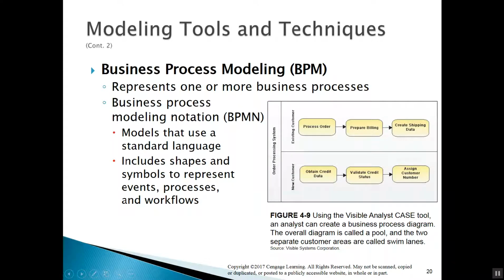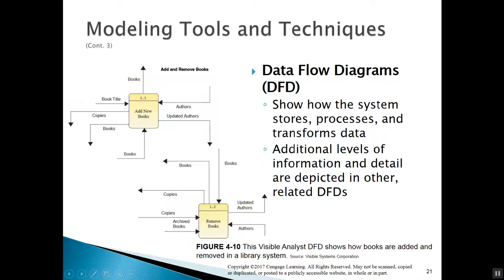Now there's business process modeling, or BPM, represents one or more business processes. Now it could be process order, prepare billing, create shipping data. And these are the processes of what the organization does in its smallest components. Now if we look at it this way, we've got data flow diagrams. Now these are very important because we need to understand as an analyst where the data comes from and where it goes, who's using it, and what form is it in. Okay? This is critical to the success of what we're doing, vital to our endeavor.